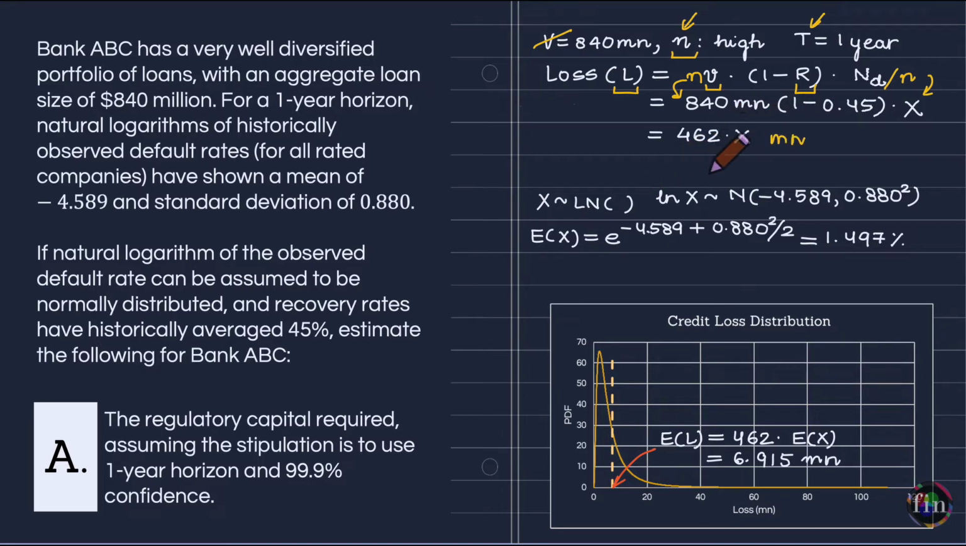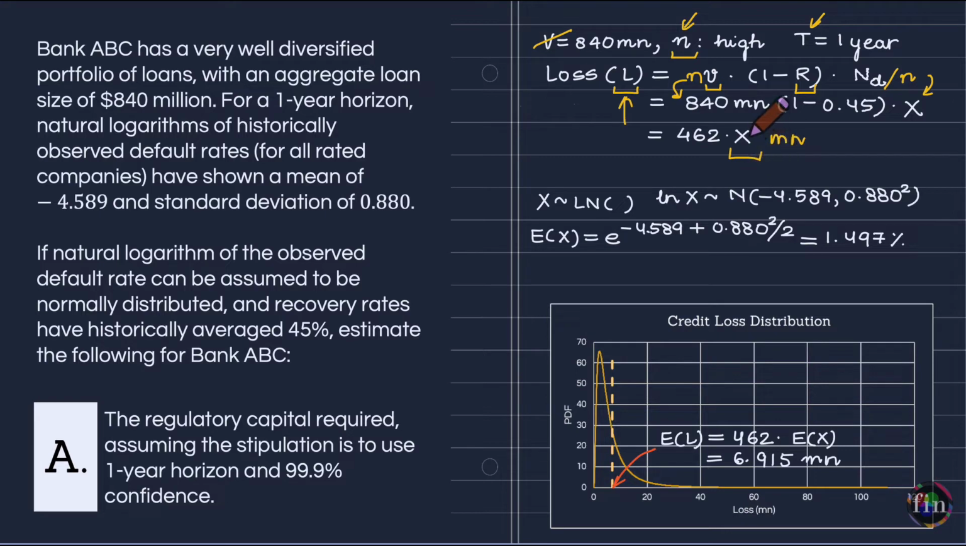The next step would be to arrive at a distribution of the losses, and the way we have expressed our losses, the distribution of losses would depend on the chosen distribution for X, our default rate.